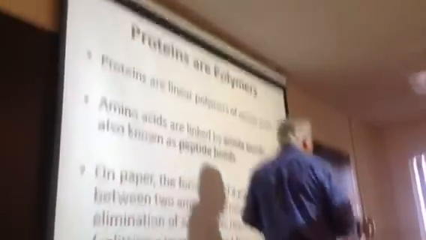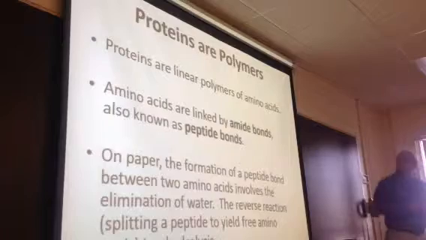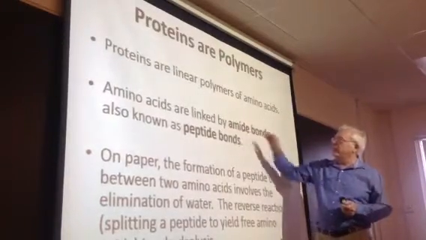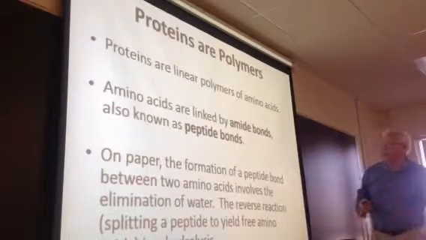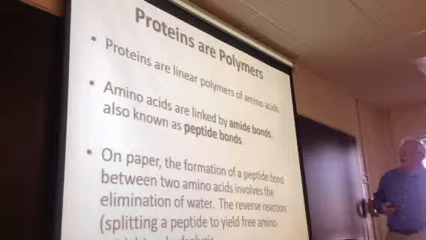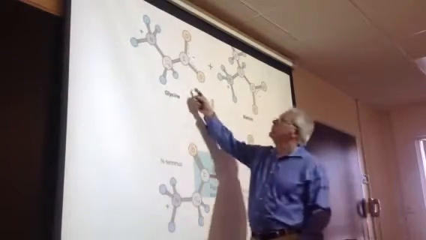Numbers of these 20 amino acids, and they're linked together by peptide bonds. Another name for that would be an amide bond. And you link them together in a dehydration or condensation reaction. So here's two amino acids.